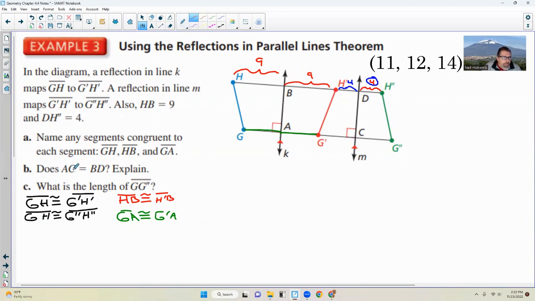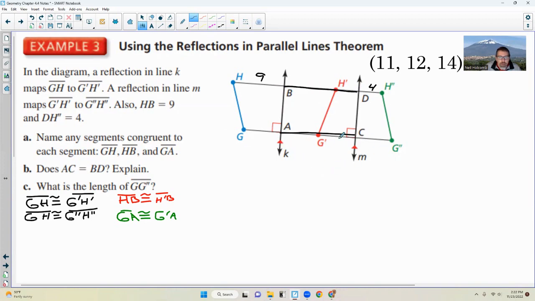Now let's go on to part B. Does AC, the length of AC, equal the length of BD? That's how you say that. When there's no line over the top, you say the length of. So let me get rid of this stuff. Start clean. Let me put the givens back. This is 9, this is 4. Does AC, which is right here, equal BD?